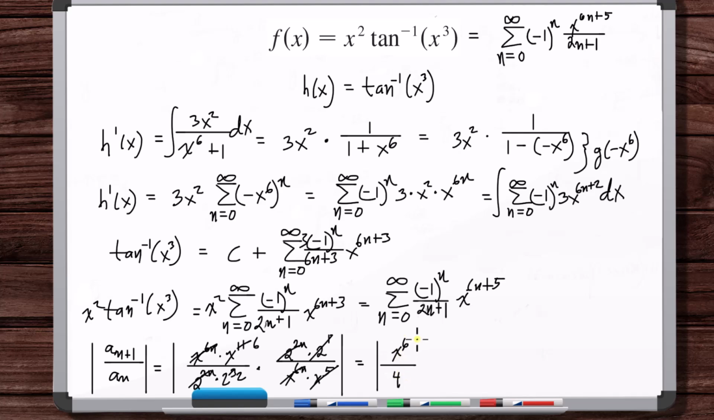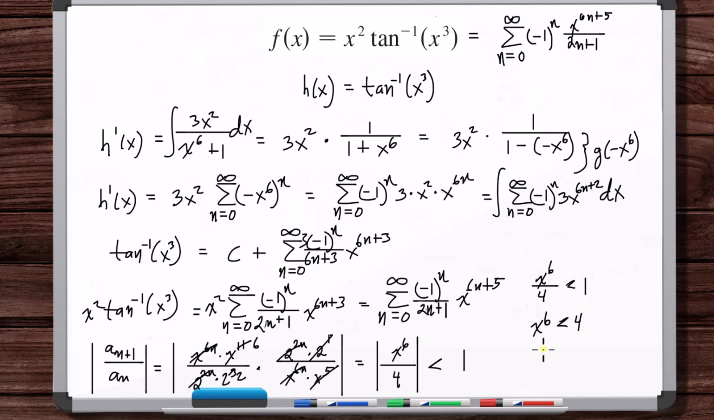2 squared is 4. And in the previous video, what I was doing was I was just getting to this point and saying this needs to be less than 1, which is true. But I meant to mention that the real idea is it's the limit as n goes to infinity of this. But since there's no n, then this is the limit as n goes to infinity. Right? It's the ratio test. Well, x to the 6 is always positive, so we can just remove the absolute value. So x to the 6 over 4 is less than 1. Multiply both sides by 4.